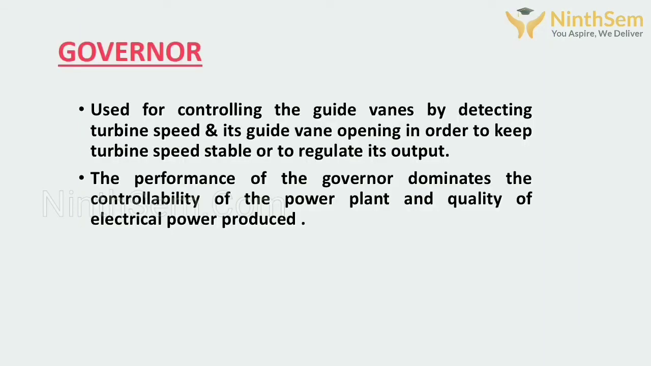Governor. Used for controlling the guide vanes by detecting turbine speed and its guide vane opening in order to keep turbine speed stable or to regulate its output. The performance of the governor dominates the controllability of the power plant and quality of electrical power produced.